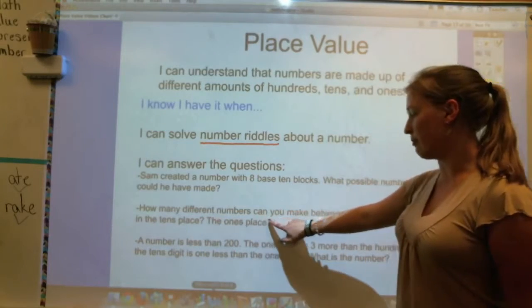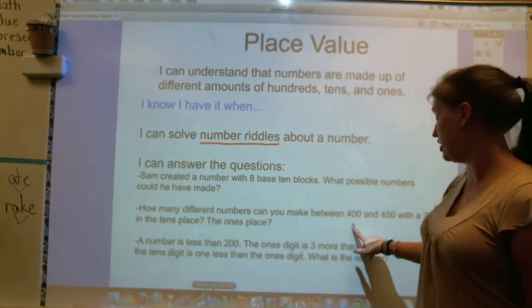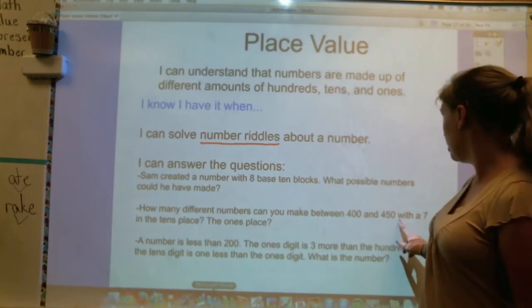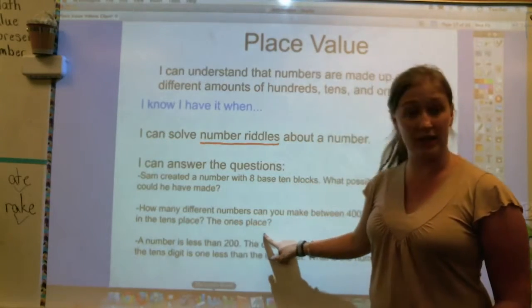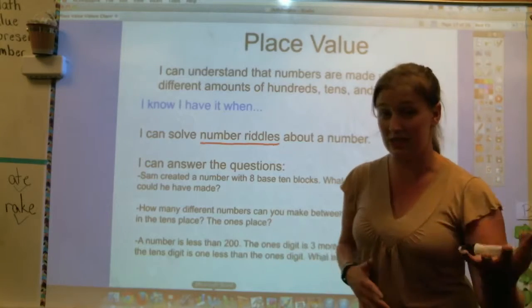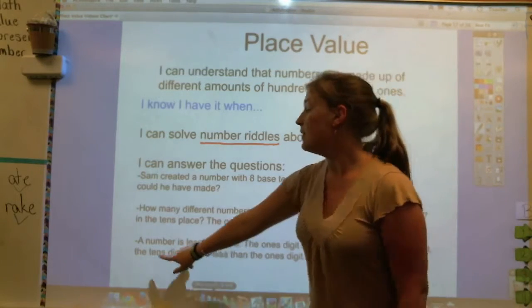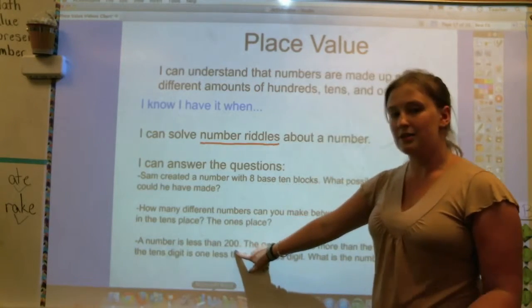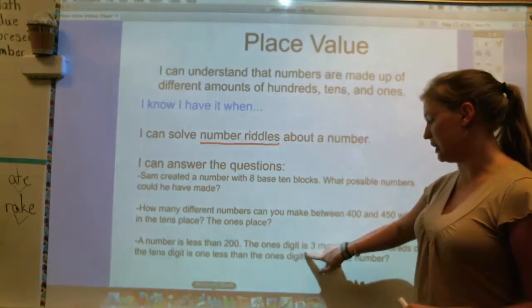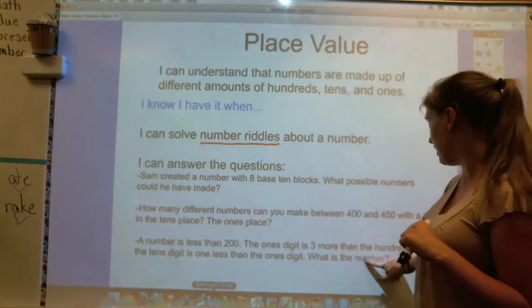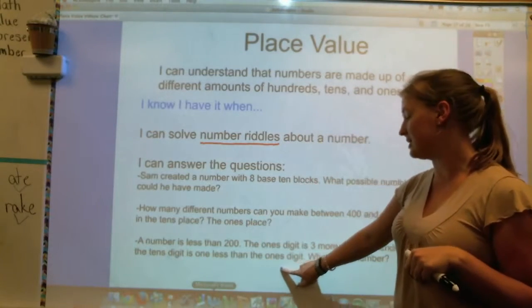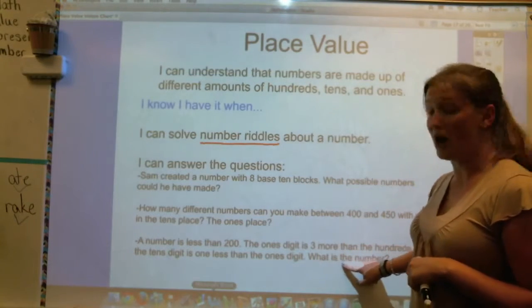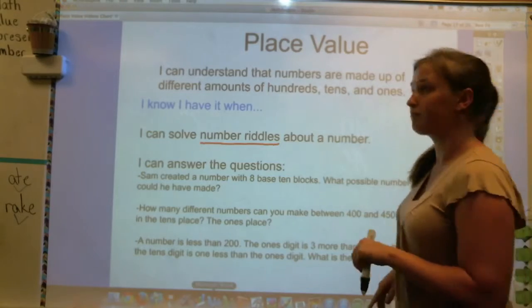How many different numbers can you make between 400 and 450 with a 7 in the tens place? In the ones place, so both places, in the tens place and in the ones place. The number is less than 200. The ones digit is 3 more than the hundreds digit. The tens digit is 1 less than the ones digit. What is the number?